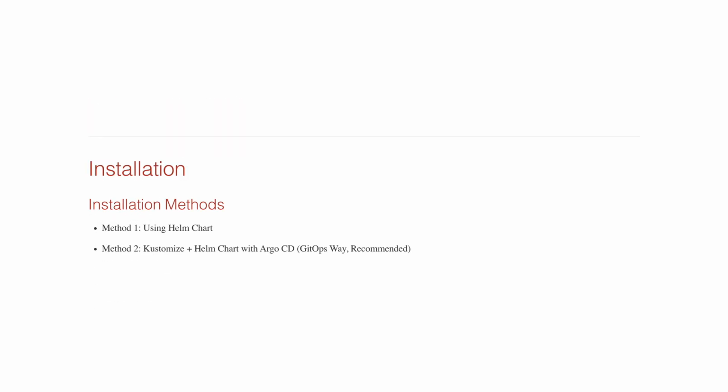There are two main ways to install Argo Rollouts. Method 1, direct Helm installation. This is the fastest way but doesn't follow GitOps principles. Good for testing and development.